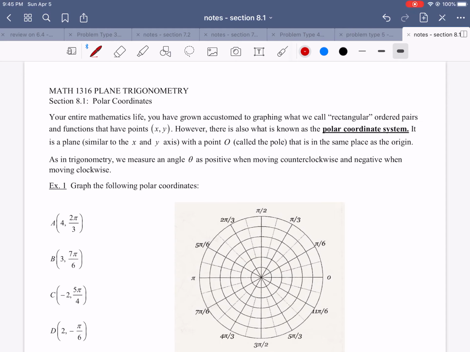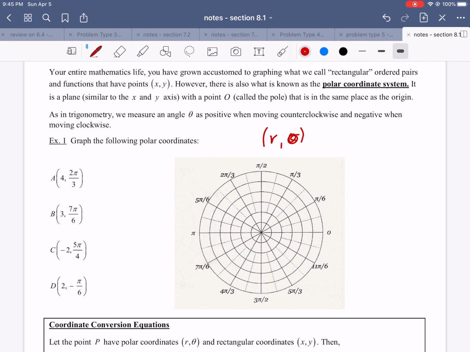All of these points are going to be in the form r, comma, theta, where r is a radius and theta is an angle. What we're going to do first is I'm going to show you just how you would plot a point in polar coordinates. And one thing that's important to remember, and we're going to see this as we go throughout the notes, is that polar coordinates are not unique.